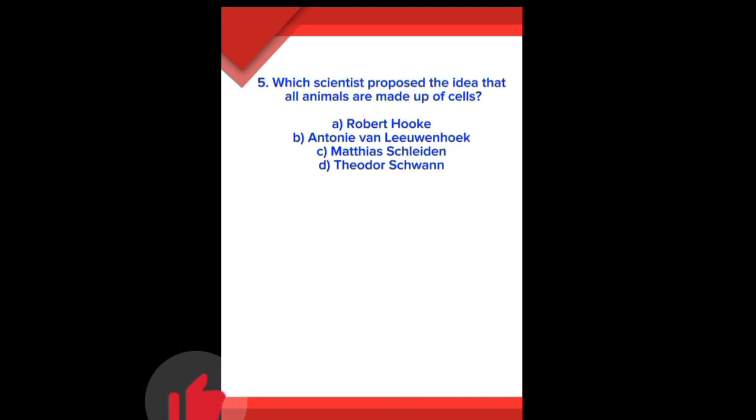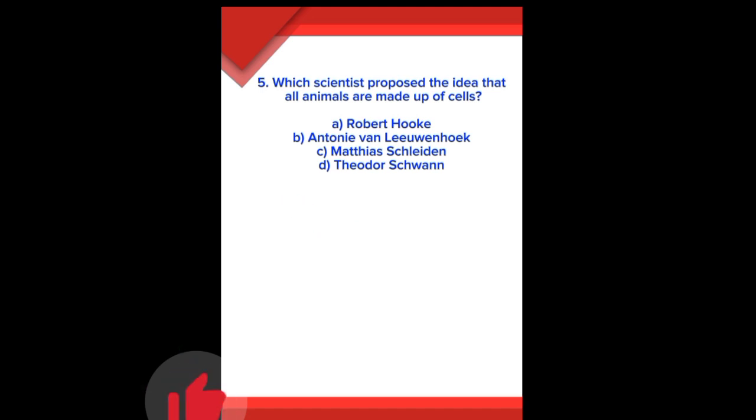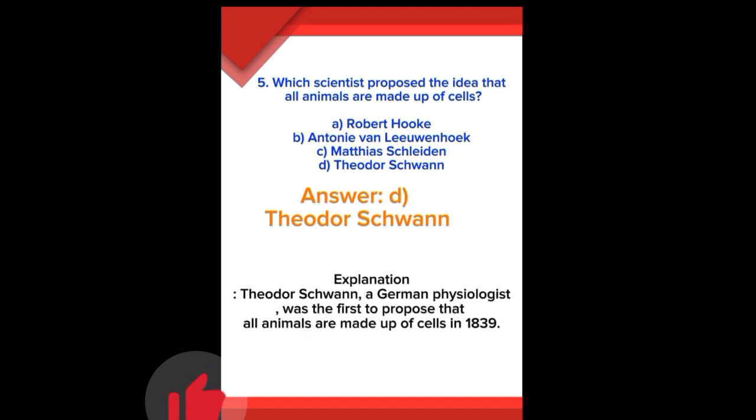5. Which scientist proposed the idea that all animals are made up of cells? A. Robert Hooke. B. Antony van Leeuwenhoek. C. Matthias Schleiden. D. Theodor Schwann. Answer D. Theodor Schwann, German physiologist, was the first to propose that all animals are made up of cells in 1839.